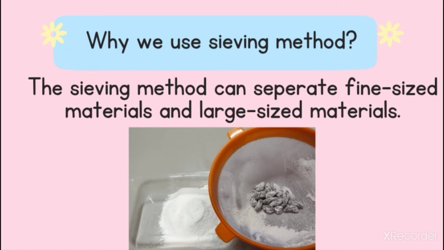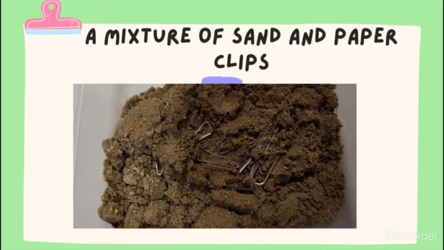Fine size material here is the flour. Fine size adalah size yang halus. And large size materials, for example, here is the raisin. Large size, size yang besar. We can separate the fine size materials and large size materials using the sieving method.